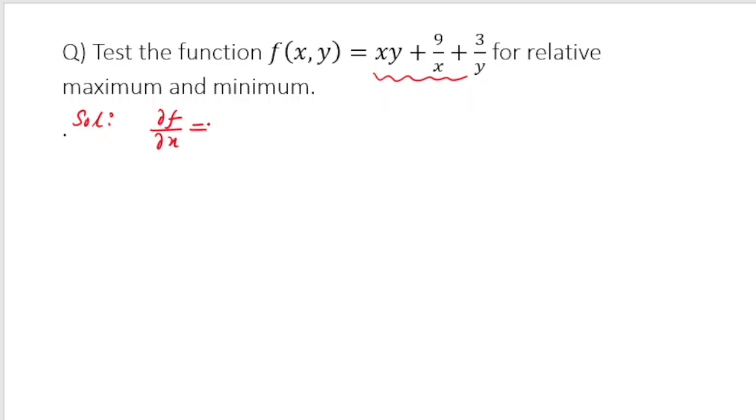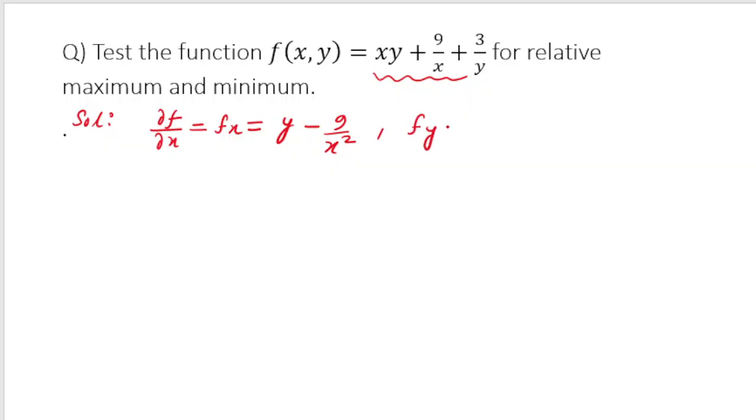So del f by del x, I will prefer using the term f of x because it is easier, but you should be careful that these are both the same thing. So if I differentiate this partially with respect to x, xy will give me y, and 9 by x will give me minus 9 by x square, right?